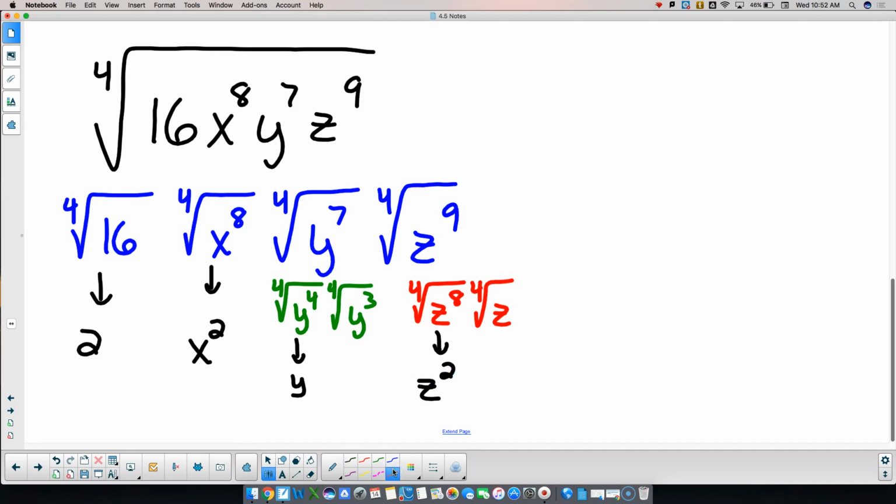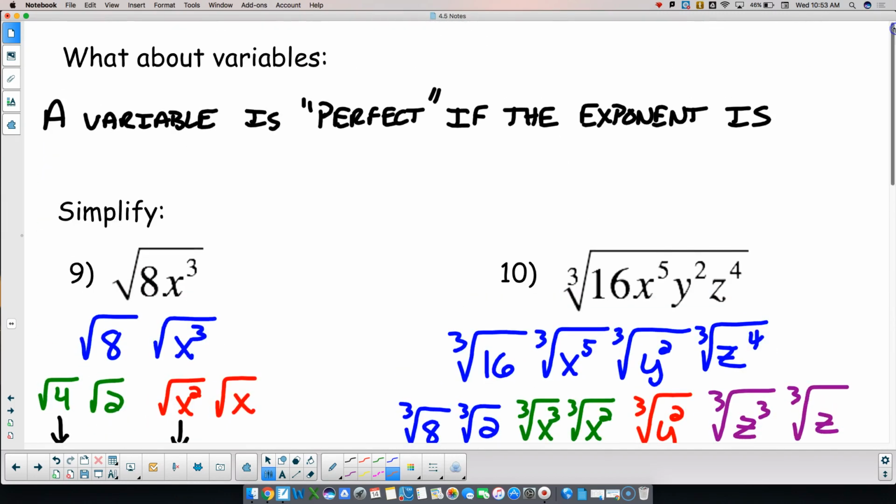Figure it out yet? Not greater. So what do we call numbers that are divisible by it? Not factors. Factors are smaller. It's an M word. Multiples. Okay? So an exponent or a variable is perfect if the exponent is a multiple of the index.